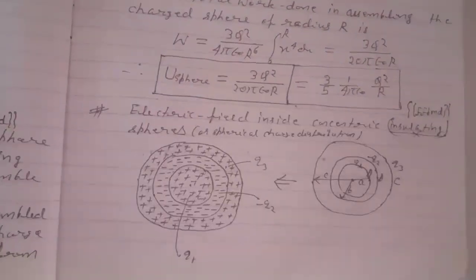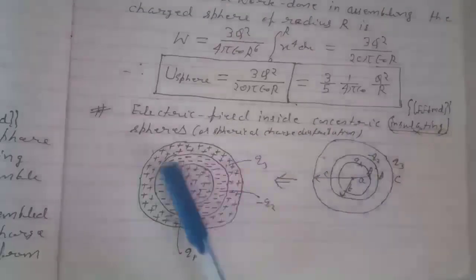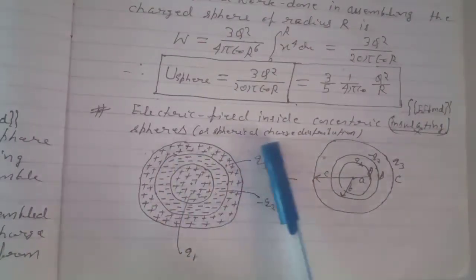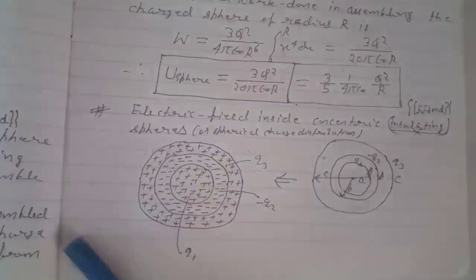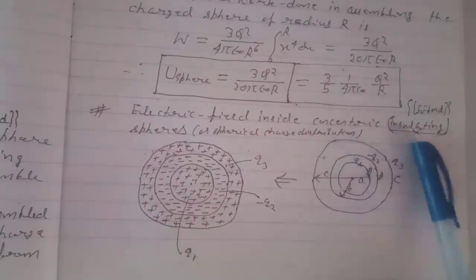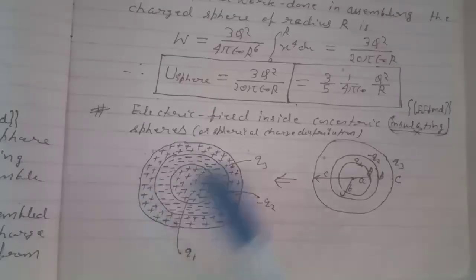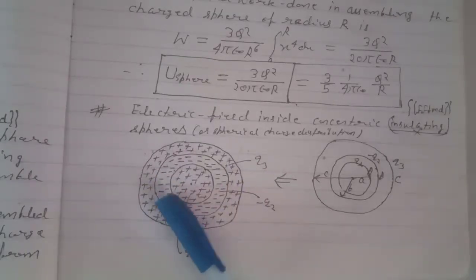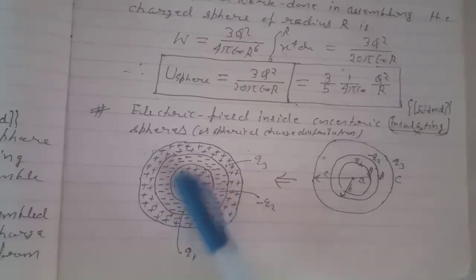Next, electric field inside concentric sphere or a spherical charge distribution. This need not be an insulating charge. It only needs to be that the charge distribution should be in volume. Here three concentric spheres are shown.